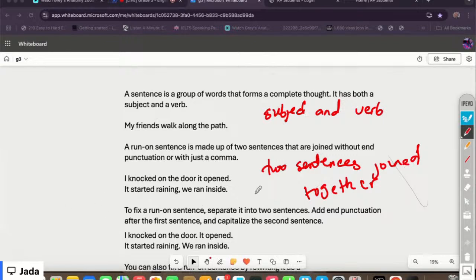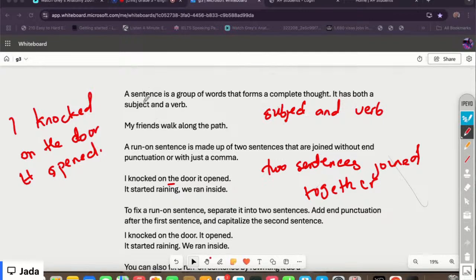For example, we have: I knocked on the door, it opened. If you say that, it's supposed to be two sentences on their own, right? It's supposed to be separated. You could have one sentence, I knocked on the door, then you put a period, and then the next, it opened, is another sentence. But if you join it together, that is a run-on.